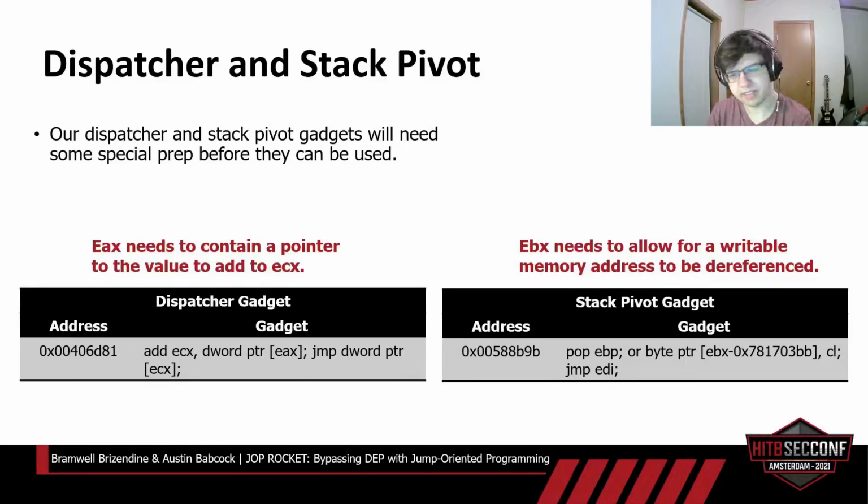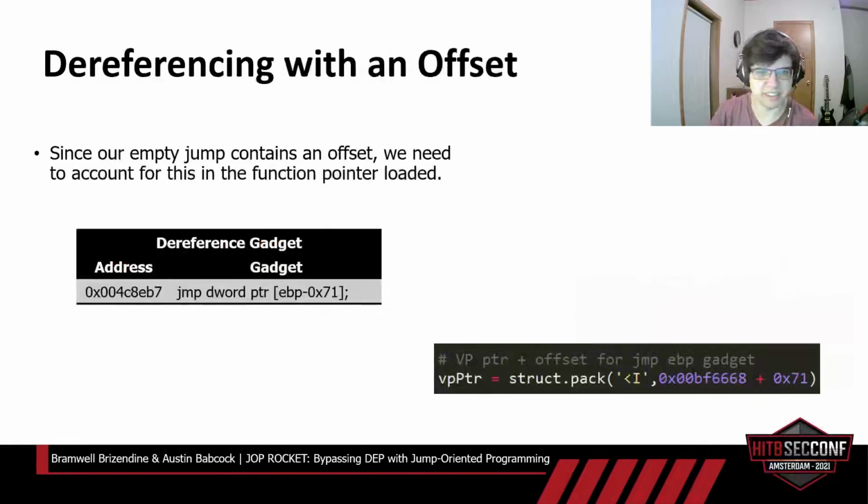Also, with our stack pivoting gadget, we have a similar problem where we have a dereferencing with an offset based off of EBX. So we want to make sure that the value it goes to is going to be writable so that we don't get an access violation there. And even though we do have some of these weird gadgets, we can still make them work. And that's just part of the fun of the job. Every exploit is going to be different, and we're going to have to do weird things sometimes, and that's kind of fun.